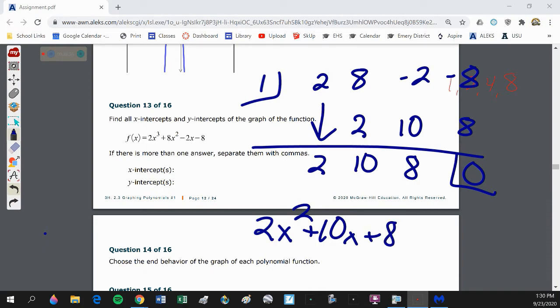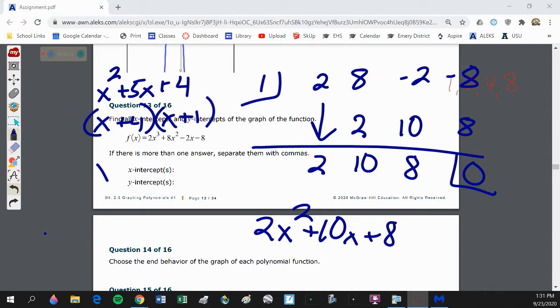How does that factor? Hey, pay attention. Pull a 2 out. X squared plus 5x plus 4. That's x plus 4 and x plus 1. So x is negative 4 and negative 1 and 1. So you really only have to guess once, and sometimes you don't have to guess at all. Okay? Do those problems make sense?